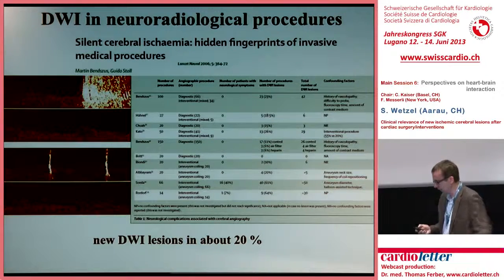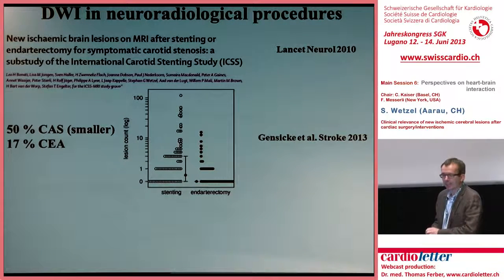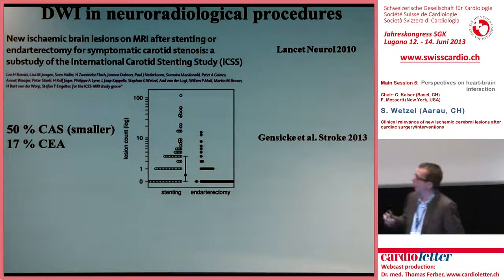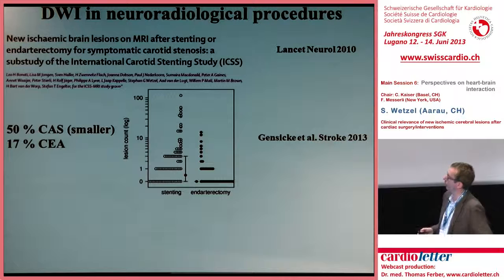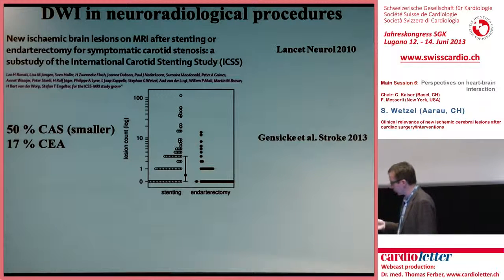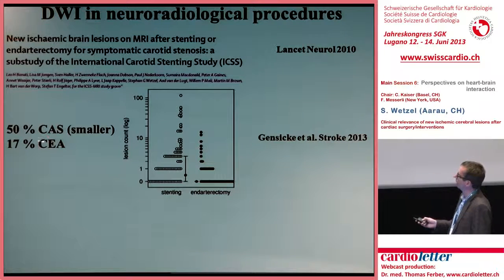This was as well a motivation to look in a more specific way in the ICSS study in that we participated, to look how many of those patients develop new lesions, and this was astonishingly high. Unfortunately, our stenting group did much worse, despite no big difference between the two groups in the clinical outcome, with 50% having new DWI lesions, and only 17% in the surgical arm.